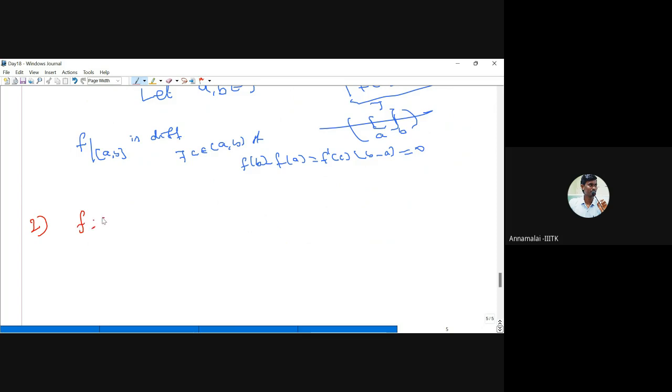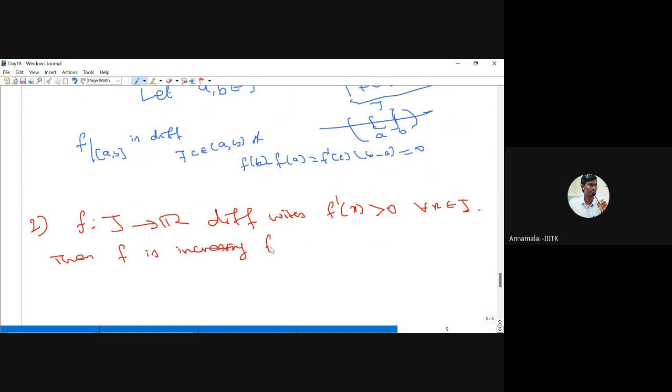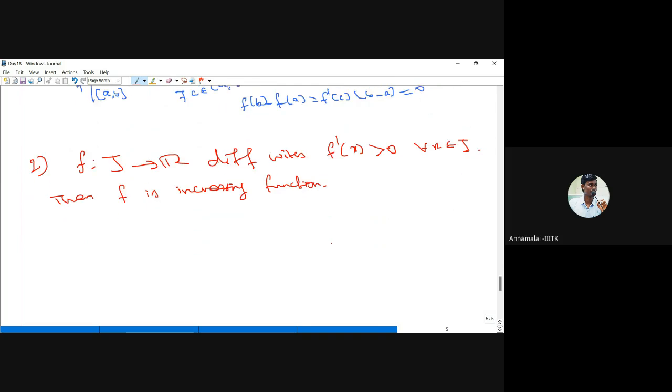Suppose f is a function from J to R, a differentiable function at every point, with the derivative always positive, that is f dash of x strictly greater than 0 for all x in J. Then f is an increasing function. To prove f is increasing, what do we have to do? If you take any two points a, b with a less than b, we have to prove that f of a is less than f of b. That is increasing. So we start with arbitrary points.